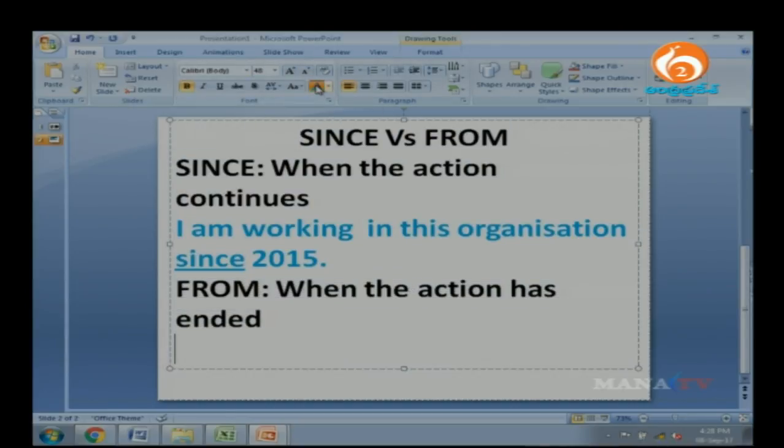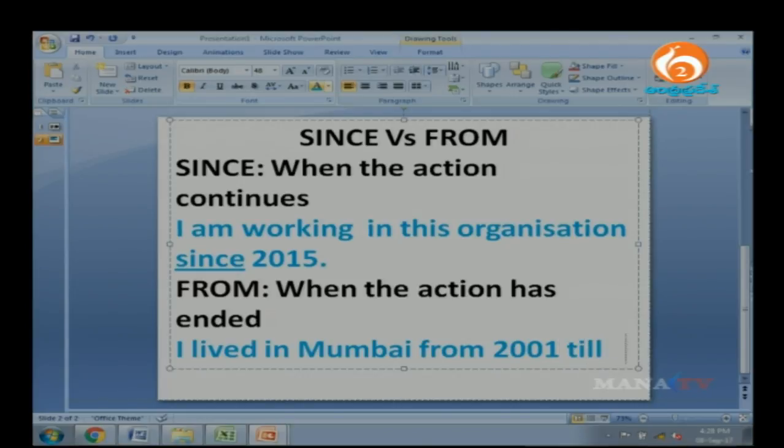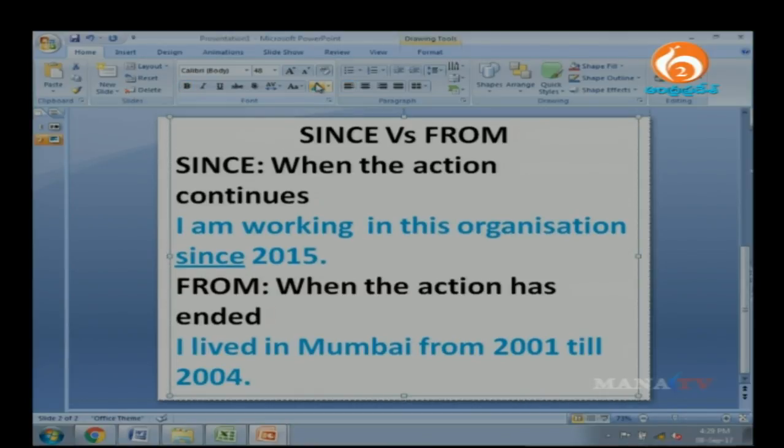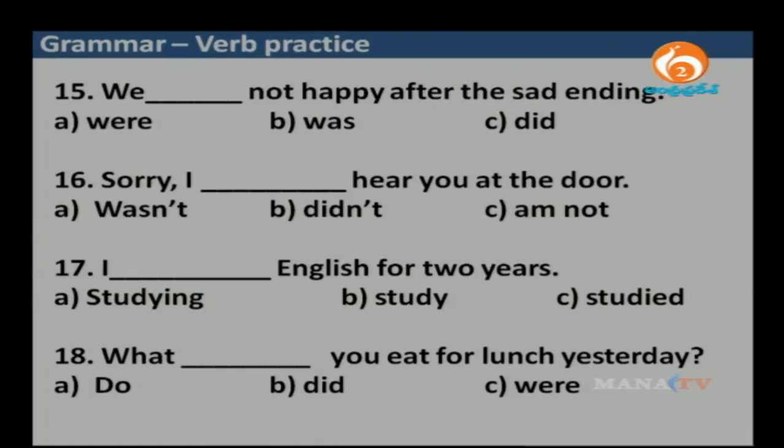Now, here: I lived in Mumbai from 2001 till 2004. Which means there is an end date. You use from when there is an end time. You use since when it's continuing. So please remember this aspect. So question number 17. I dash English for 2 years. I studied English for 2 years.